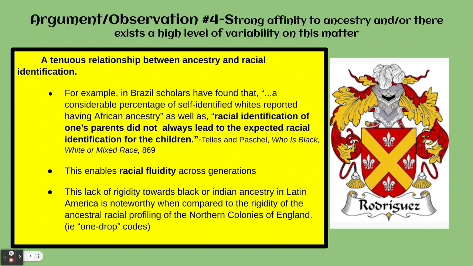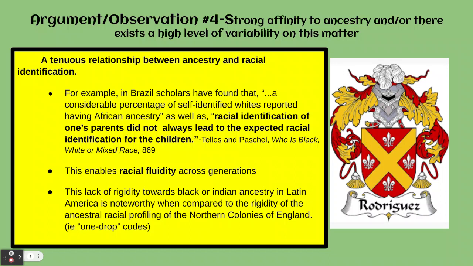My fourth observation was this: identification of or affinity to your ancestry. And there's high levels of variability across here, whether this matters or not. So we have a tenuous relationship here. So, for example, in Brazil, scholars have found that a considerable percentage of self-identified whites reported having African ancestry, as well as racial identification of one's parents.